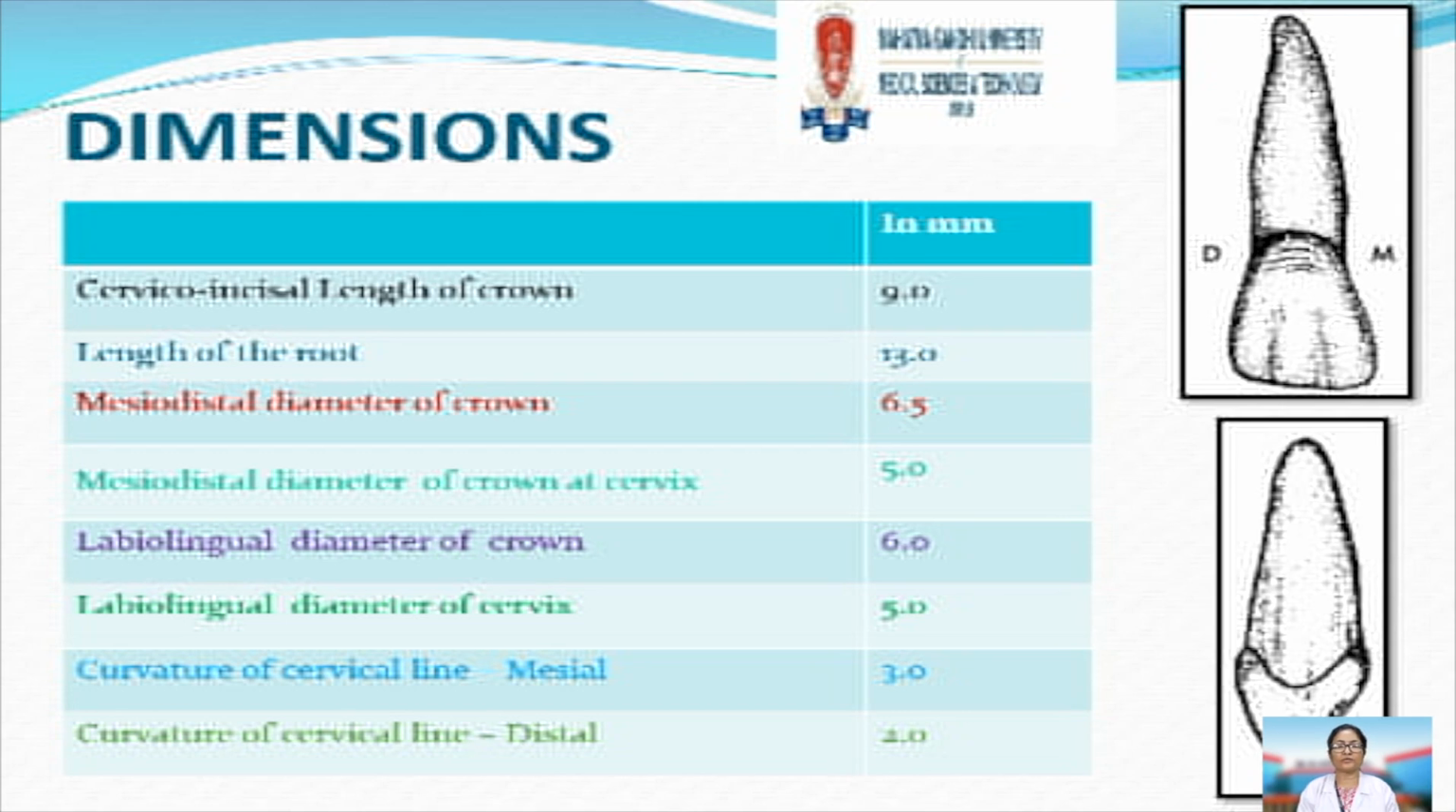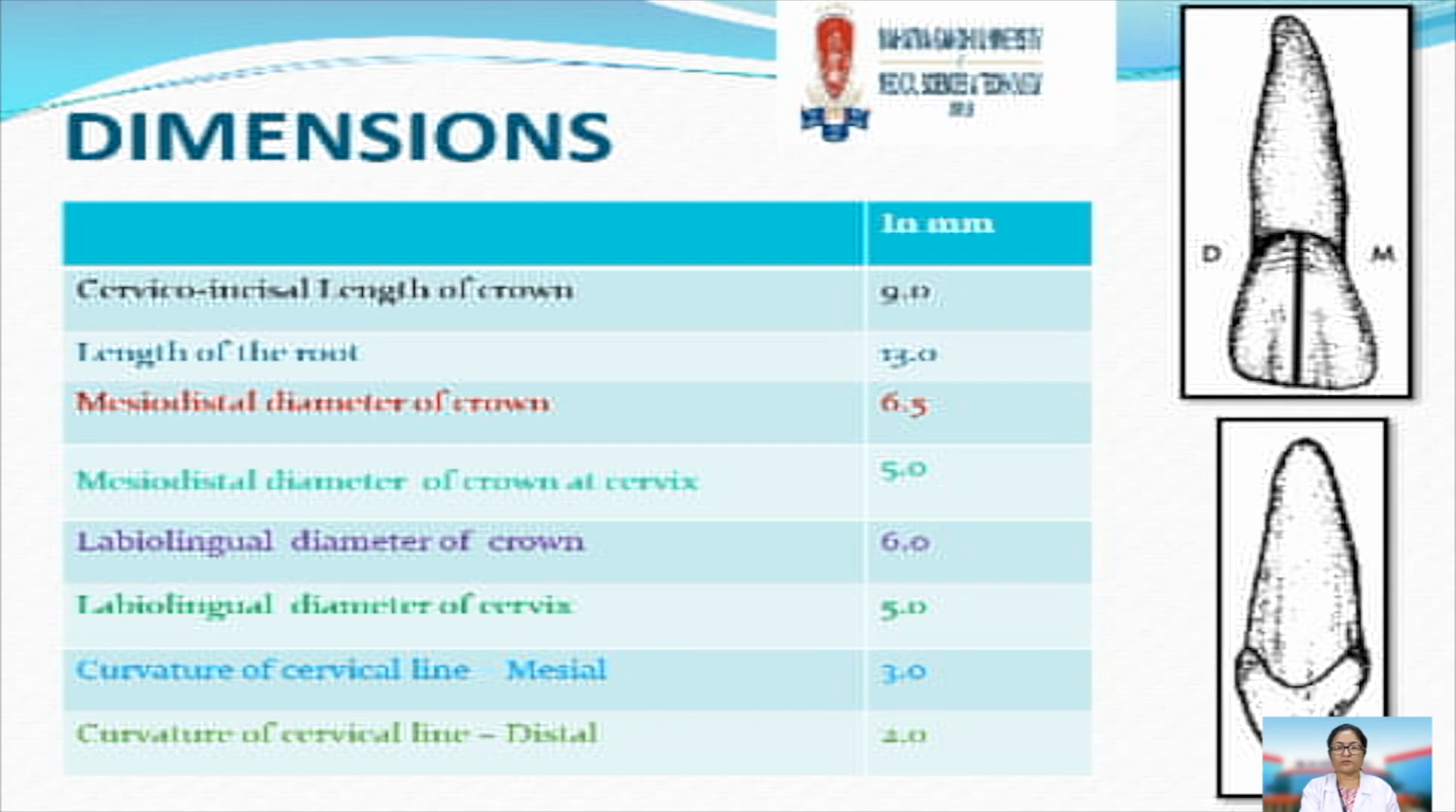Length of the root is 13 mm. Mesiodistal diameter of the crown is 6.5 mm, and the mesiodistal diameter of the crown at the cervix is 5 mm. Labiolingual diameter of the crown is 6 mm, and labiolingual diameter of the crown at the cervix is 5 mm. Curvature of the cervical line mesially is 3 mm and distally is 2 mm.